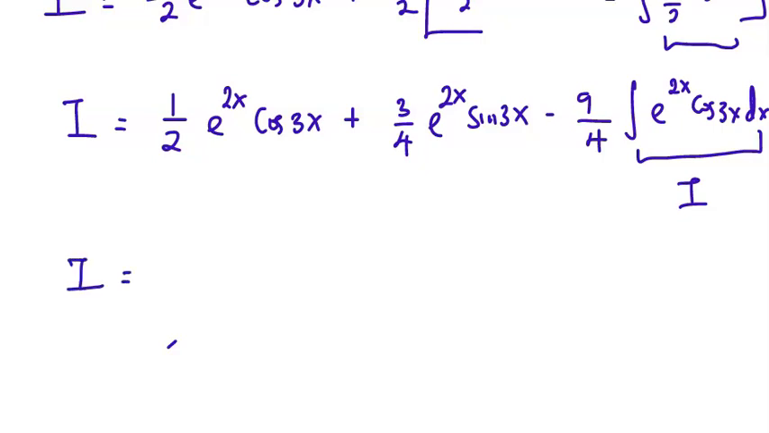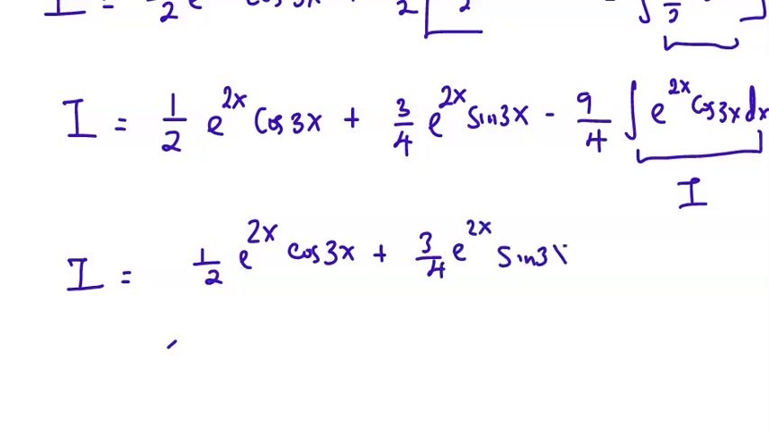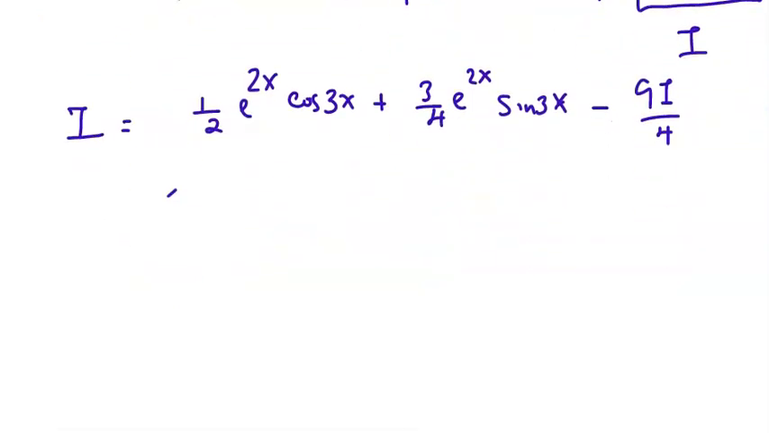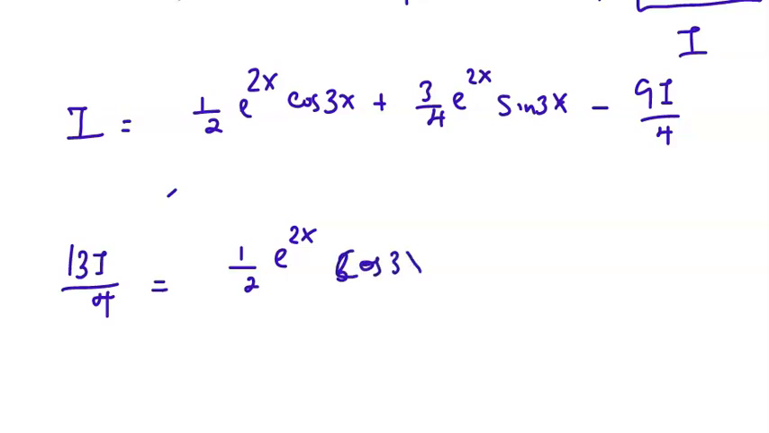So we get I is equal to 1 over 2 e raised to the power of 2x times the cosine of 3x plus 3 over 4 e raised to the power of 2x times the sine of 3x, minus 9 over 4 times I. So add 9I over 4 to both sides. You'll quickly get 13I over 4 is equal to 1 over 2 e to the power of 2x cosine of 3x plus 3 over 4 e raised to the power of 2x times the sine of 3x. So multiply both sides by 4 over 13.